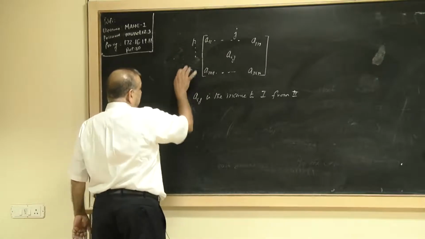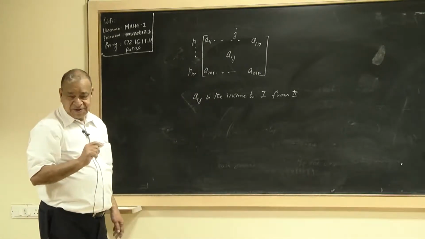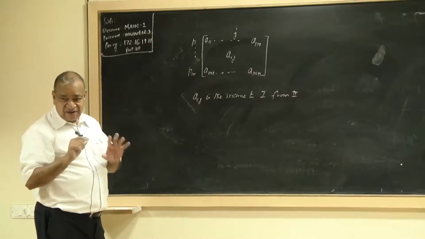Then, player 1 by this P, if it is a good strategy, there is a number called V, called the value of the game.